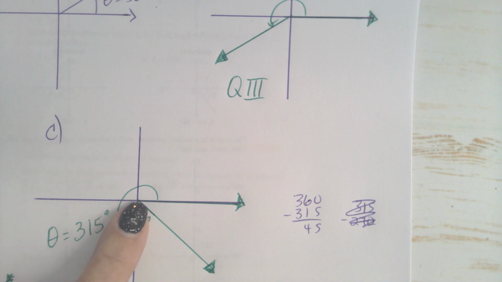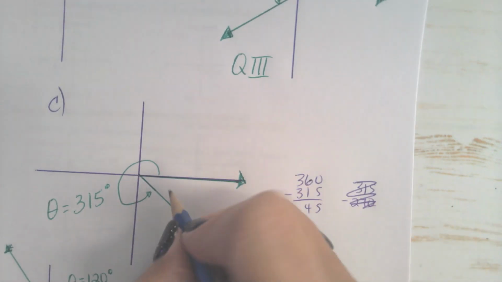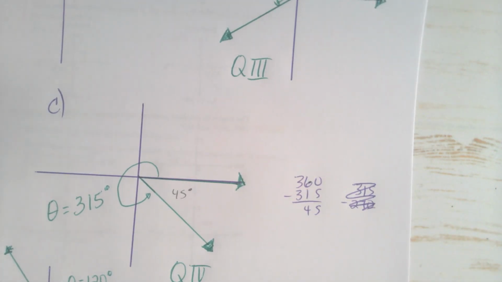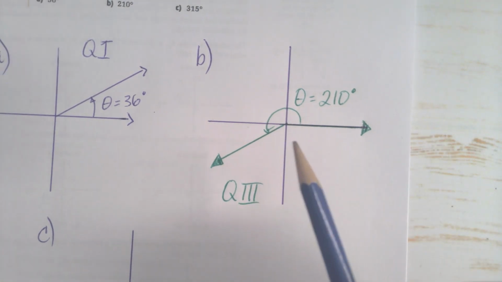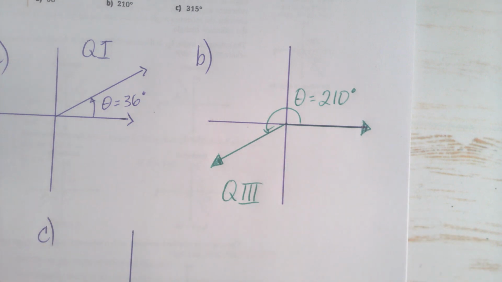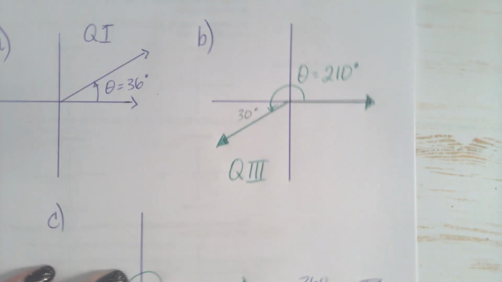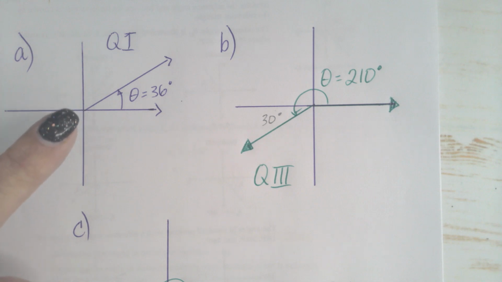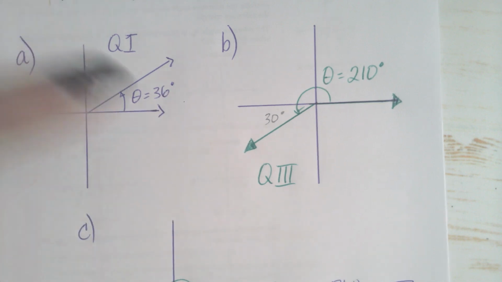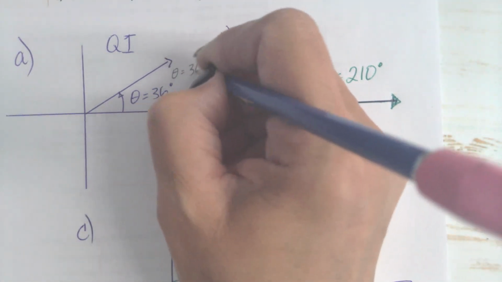What is the angle between the terminal arm and the x-axis in this one? 45 degrees. And in this one? 30 degrees. And what is the amount of degrees in this one between the terminal arm and the x-axis? It can't be the other way, it has to go straight down to the x-axis. 36 degrees. So in this case, the reference angle is 36 degrees.